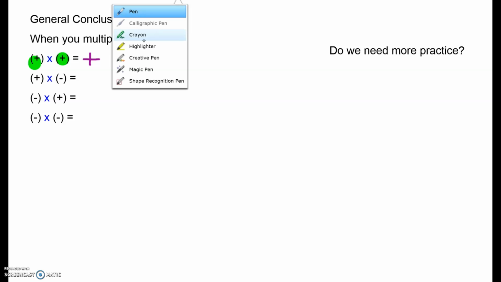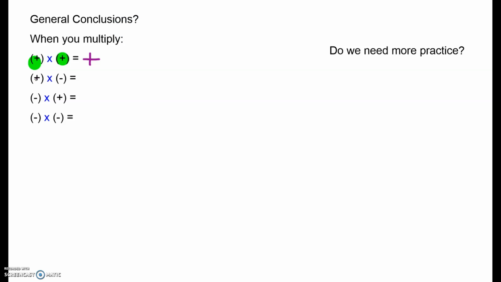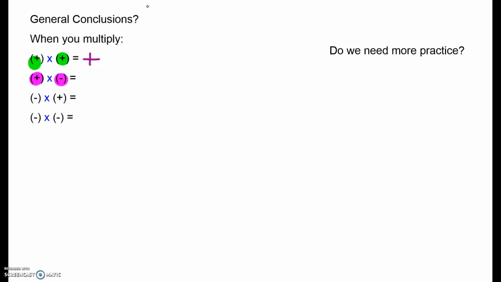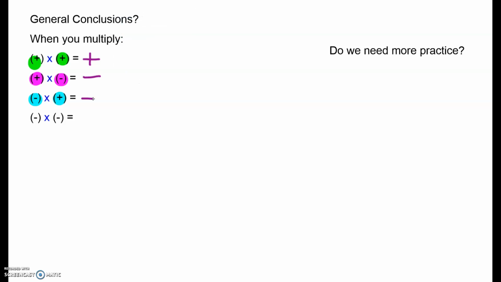If we have a positive times a negative, different signs, negative, we will yield a negative answer. The next ones are also different signs. A negative times a positive will give us for sure a negative answer, different signs, negative.